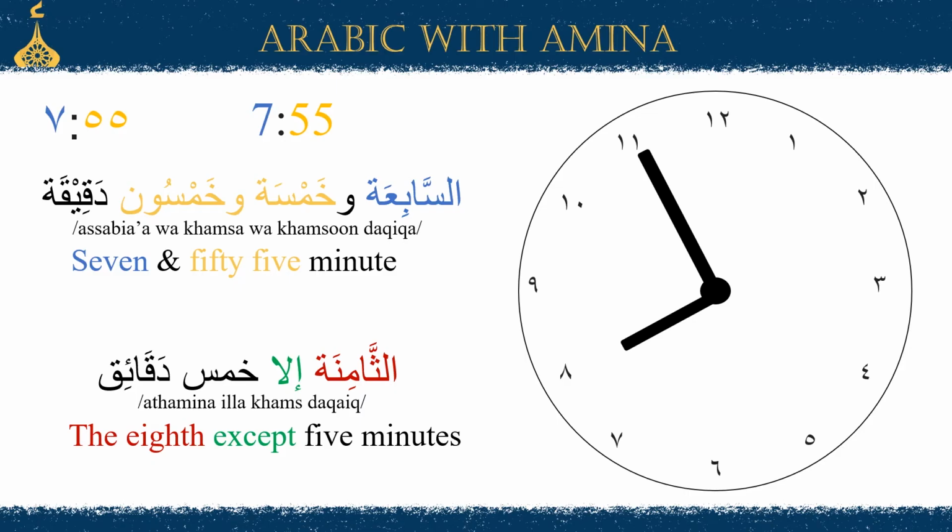Now, something you can notice in this example is that when we say the time by minute, saying 7:55, minute is singular and not plural. But when we are saying that the time is except, minute becomes plural. So we say minutes. So daqiqa is the singular form of minute, and daqa'iq is the plural form of minutes.